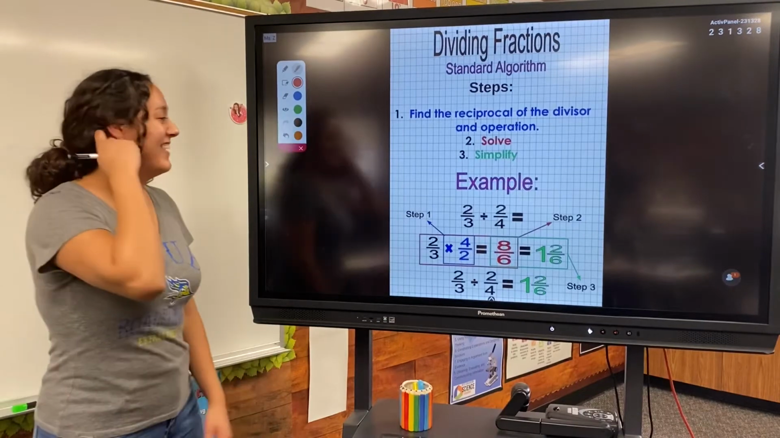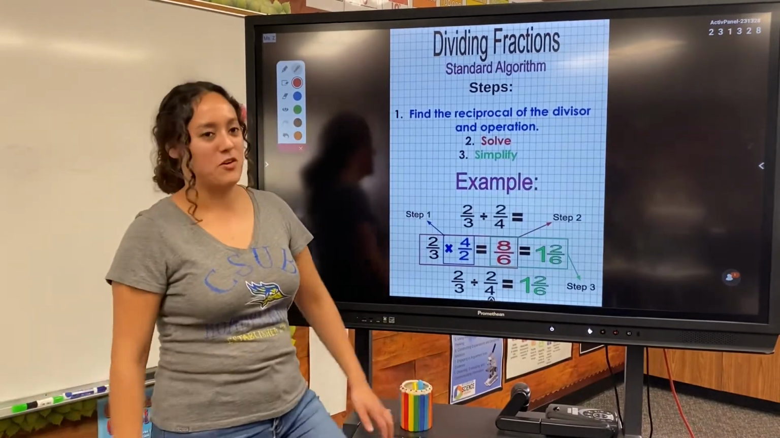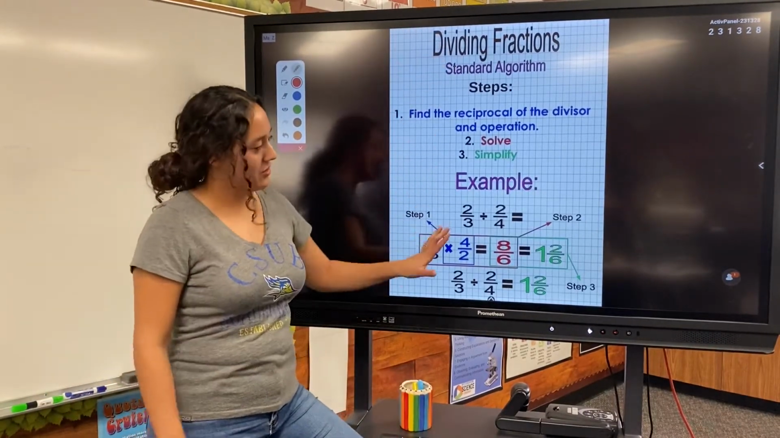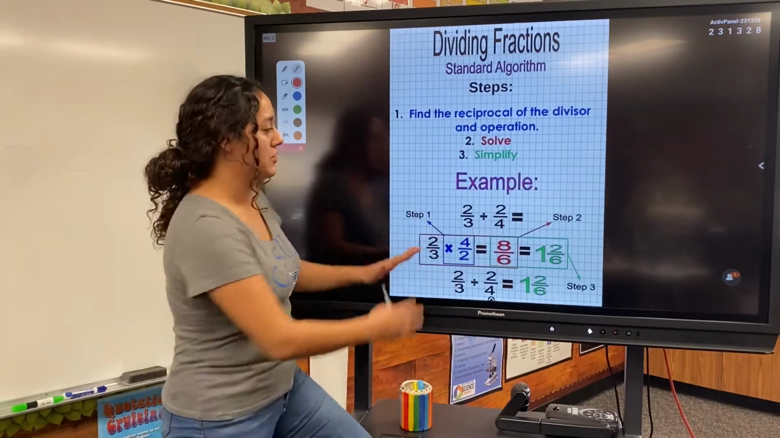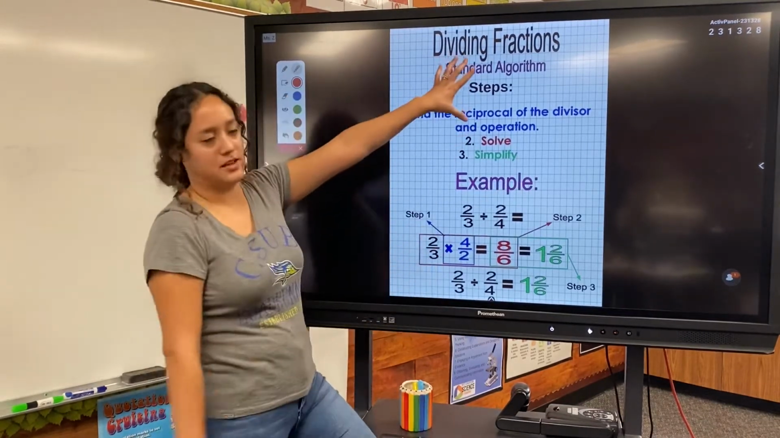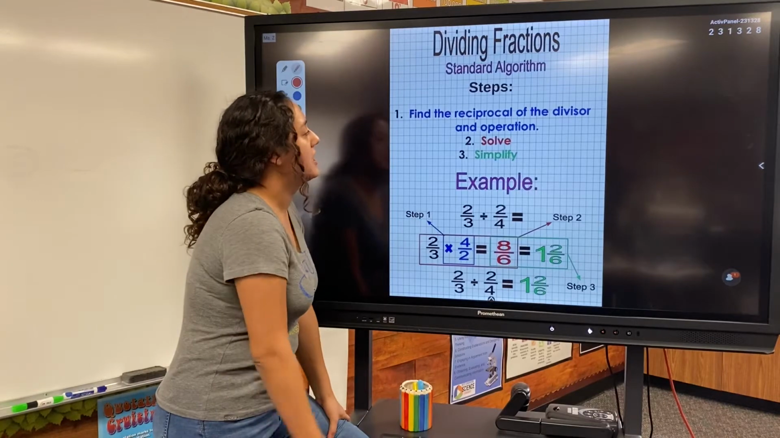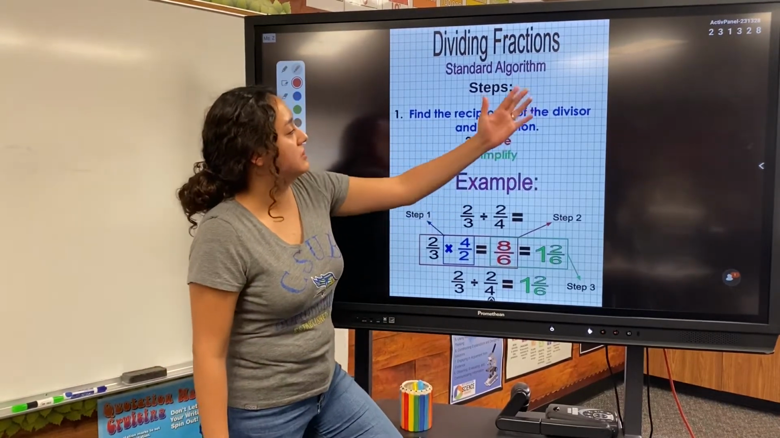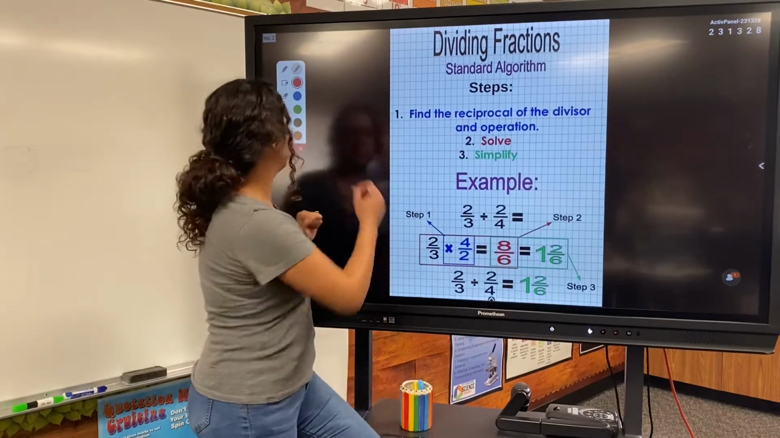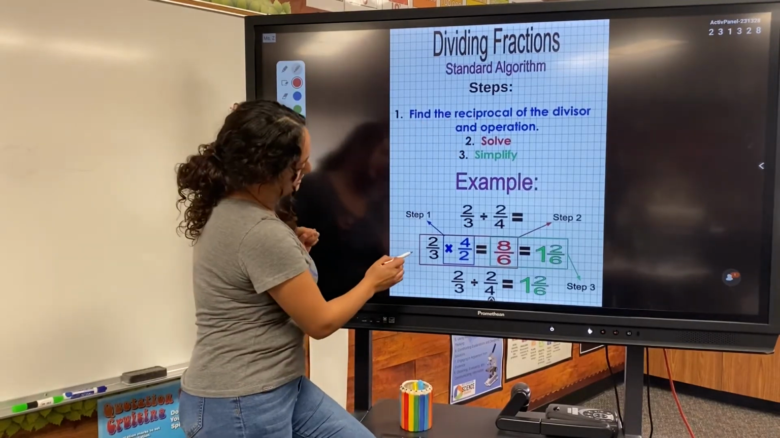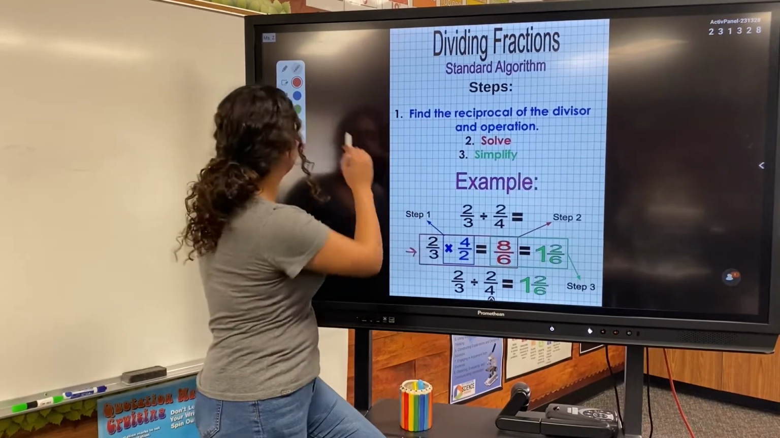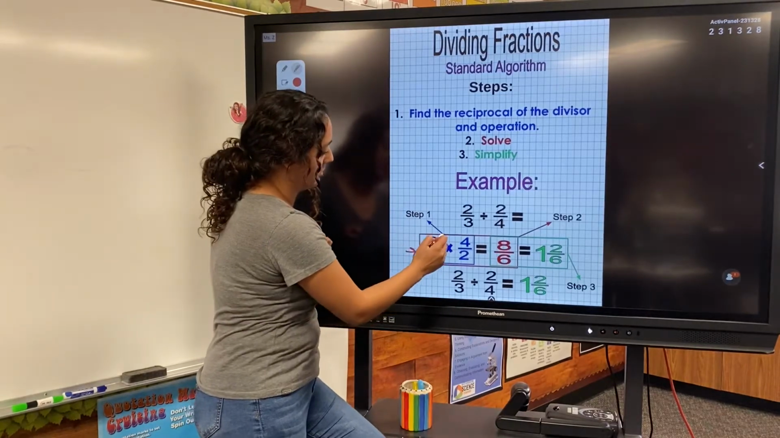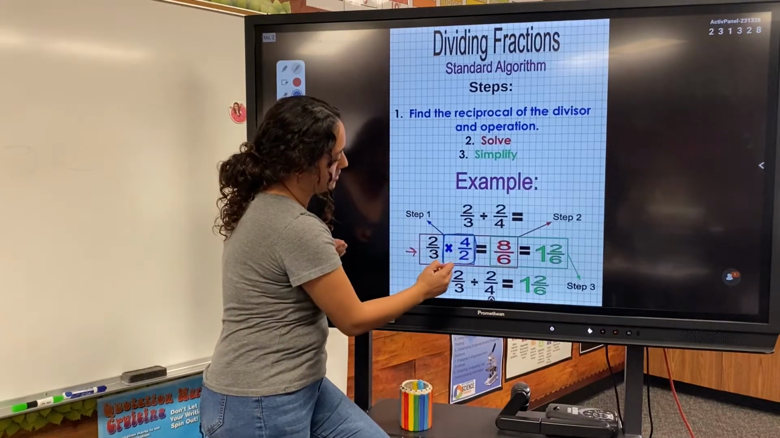Alright guys. Alright, now that Ms. Estrada went over how to do the steps in such a wonderful way, I'm going to show you the example using these steps, okay? So first and foremost, they ask us to find the reciprocal of the divisor and the operation. Remember, this is the dividend and this is the divisor, so that's why we boxed this in to show you guys. This is what we're finding, the reciprocal.